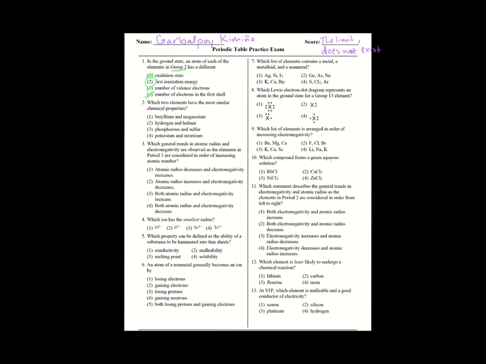Number 2, which 2 elements have the most similar chemical properties? So most similar chemical properties, we should think same group, that's the vertical column down the periodic table. So we could already knock off some of these guys. So choice 2, hydrogen and helium are not in the same group. Let's see. Phosphorus and sulfur also not in the same group.